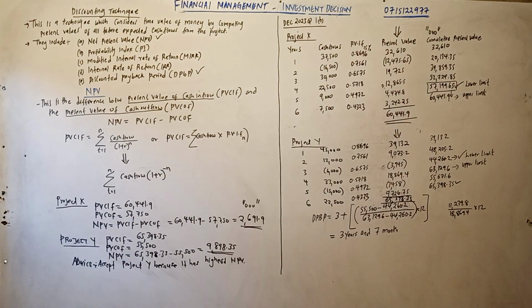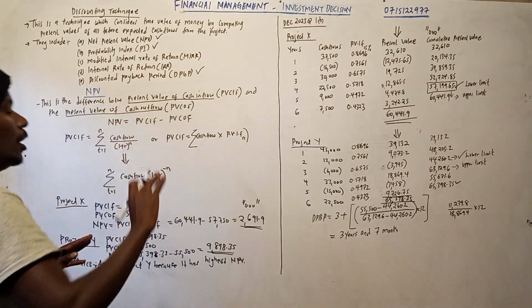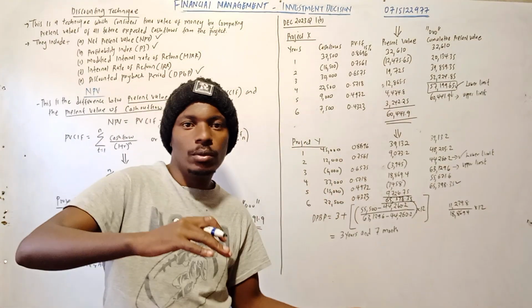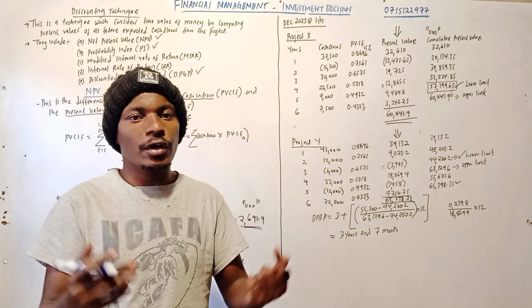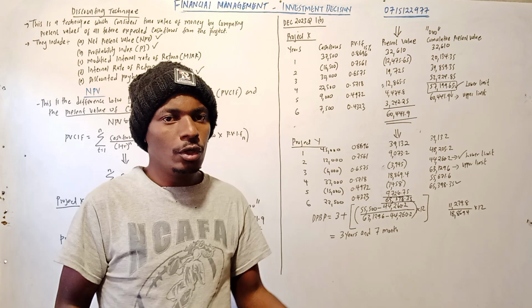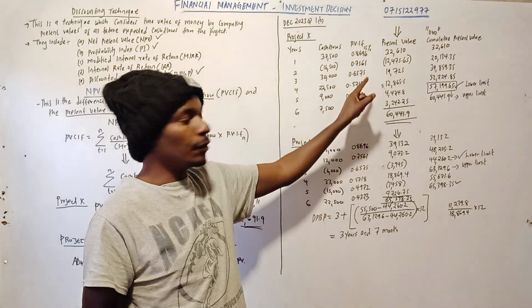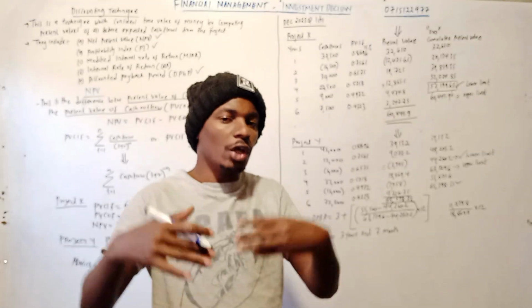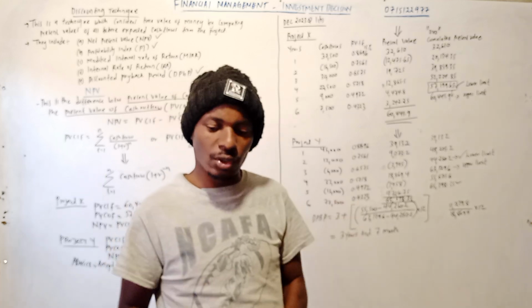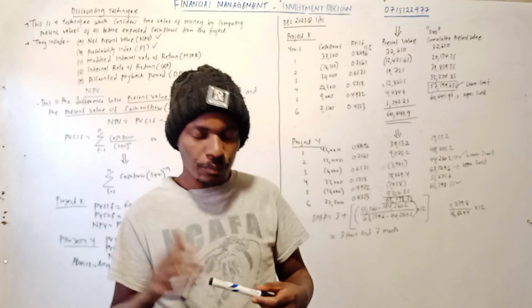Now we can also go to another one, PI. So remember NPV is the difference between the total present value of cash inflow minus the total present value of the cash outflow. Cash inflow is computed using the discounting rate factors, then you multiply with the cash flow. But the total present value of cash outflow is the cost of the project at year 0. That is the cost.